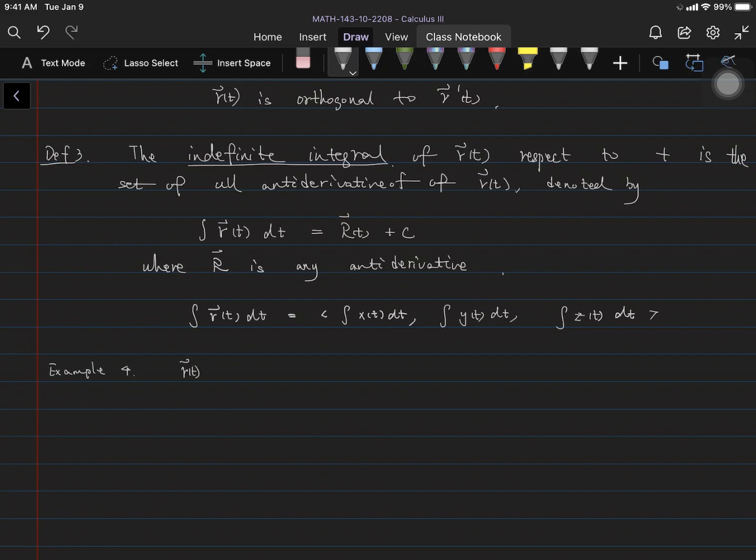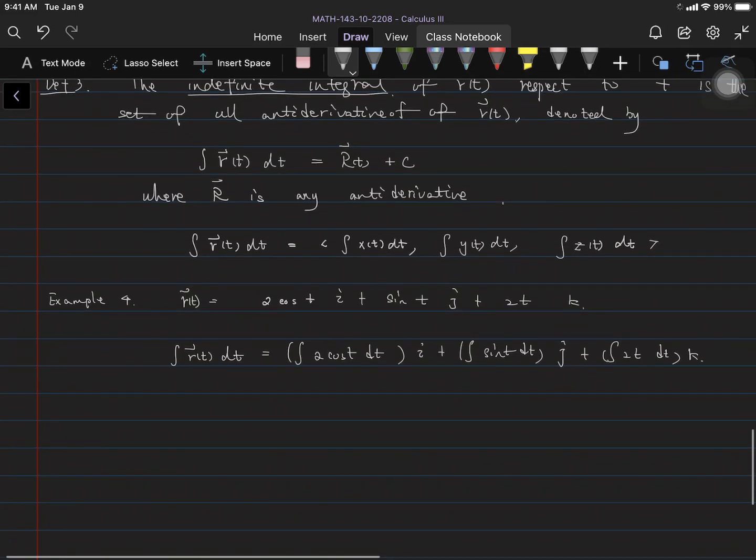Here a vector function is given, r(t), which is 2 cosine t i plus sine t j plus 2t k. Let's find the integral of this vector function r(t) dt. So we are going to do the integral of 2 cosine t dt i, the integral of the second component sine t dt j, and the integral of 2t dt times k. And we just evaluate each integral.